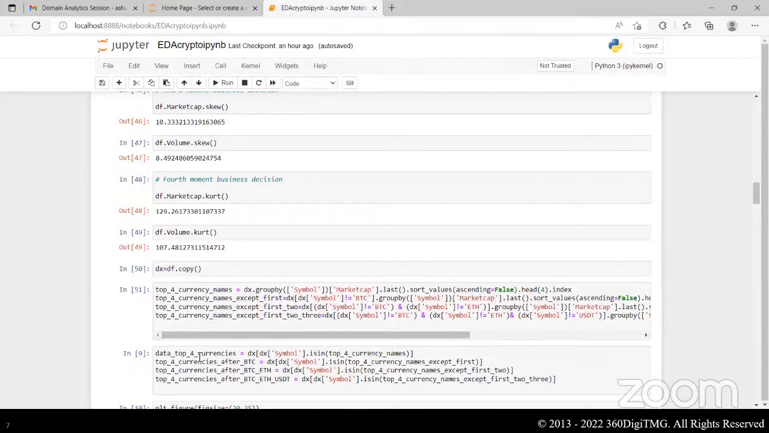I'm also trying to find your top four currencies. Here I'm trying to find your top four currency names. Here I'm trying to find your top four currencies.